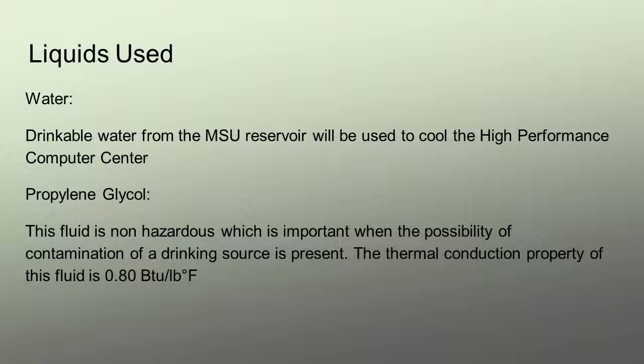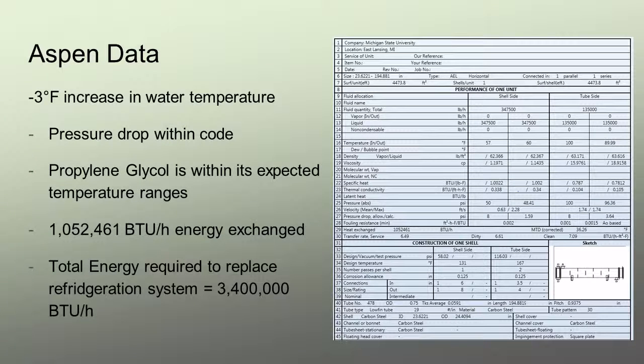There were two fluids used within this experiment. The cool fluid being water. This water is extracted from the MSU reservoir and it is used to cool the high performance computer center. The hot fluid is called propylene glycol. We chose this fluid because it is non-hazardous and it also has a thermal conduction property of 0.8 BTUs per pound degree Fahrenheit.